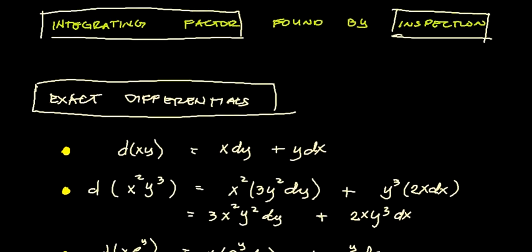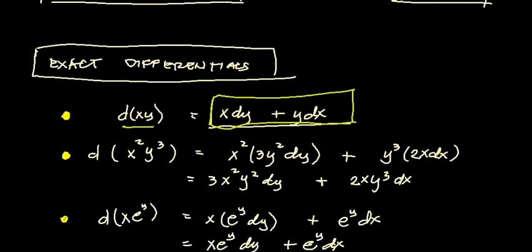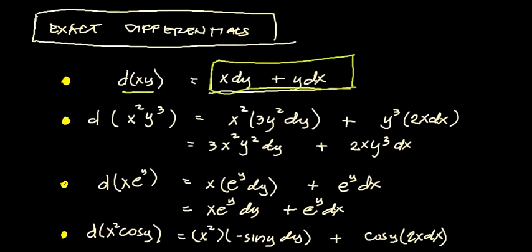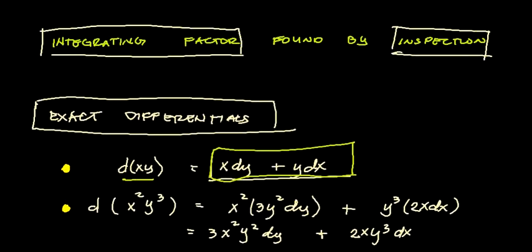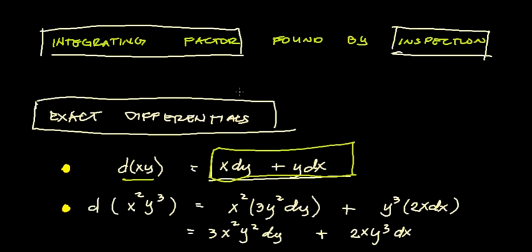These are some examples of exact differentials. Say in our given differential equation we notice this kind of term or form, then we can easily see that this whole term, x dy plus y dx, is an exact differential, and many more. So inspecting or identifying this kind of exact differential can help us find our integrating factor by inspection. That's why this topic is called the integrating factor found by inspection.